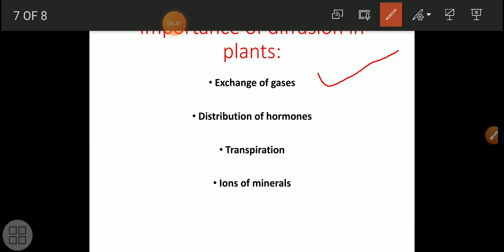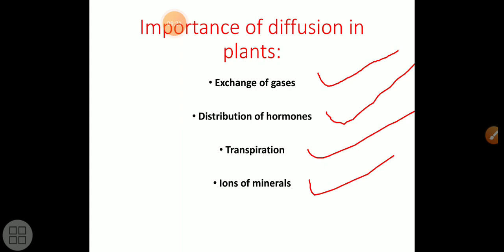So exchange of gases by the diffusion process takes place. In case of CO2, it enters inside the plant, isn't it? Distribution of hormones from the region of higher concentration to lower concentration, hormone transport takes place. Again, the transpiration process, I have already told you. Ions of minerals, whenever in higher concentration outside the plant cell, definitely enter the root hair cell and slowly reach the required site by the process of diffusion. So in the case of mineral ions, the diffusion process helps in the absorption of minerals by the plant.